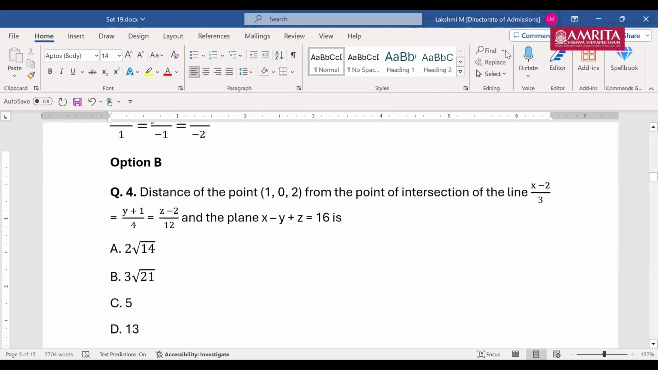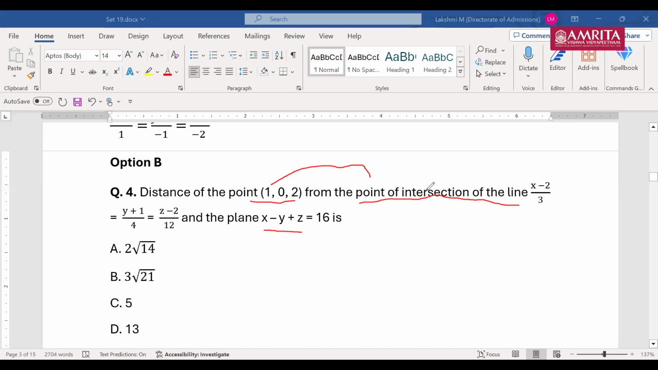Okay. Distance of the point 102 from the point of intersection of the line and the plane. Distance of this point. So initially what you have to do? The line is x minus 2 by 3 equal to y plus 1 by 4 equal to z minus 2 by 12. And plane is x minus y plus z equal to 16. So find the point of intersection of the line and plane that you all know. Then the distance between these 2 points. It's very easy.